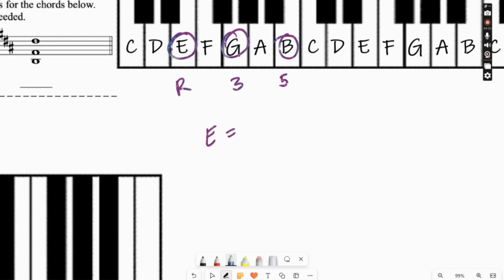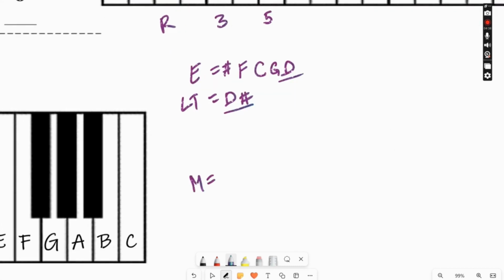So E major has sharps in it. The leading tone is D sharp, which means that the key signature has 4 sharps, F, C, G, and D, because you stop at the leading tone. So the major triad, the root is E, the third is some kind of G, and the fifth is some kind of B. Then I look at my key signature. Are there any G's and B's? Yes, there's a G sharp.